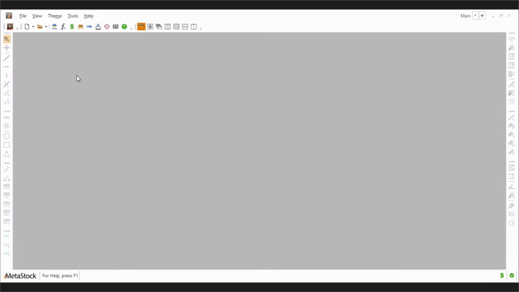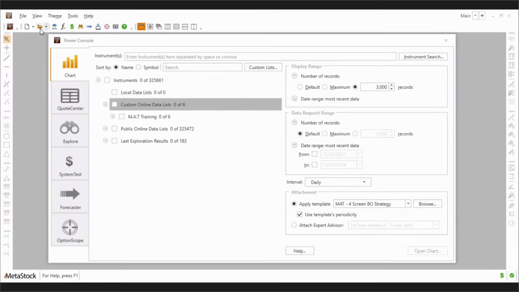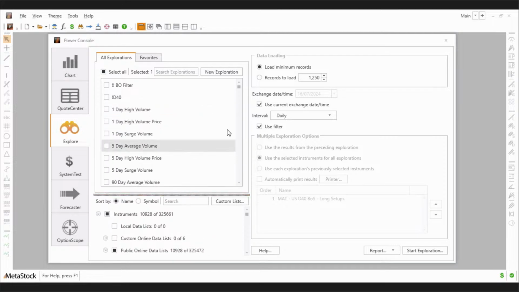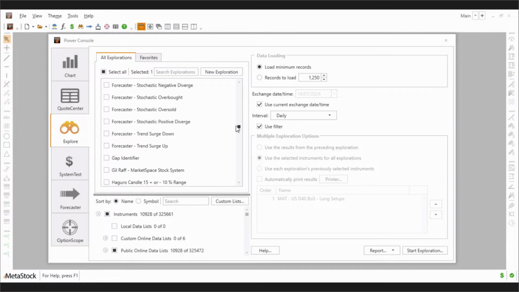So how does Metastock work? Well, in the top left corner, you've got this P. That is the power console. So I'm going to click that open. And this is what you are presented with. Now, there's a number of functions on the left-hand side. I'm going to click on Explore. Explore are the scanners, the inbuilt scanners within Metastock. And I'm just going to scroll down to the scanners that we have developed over here. So anything with MAT.